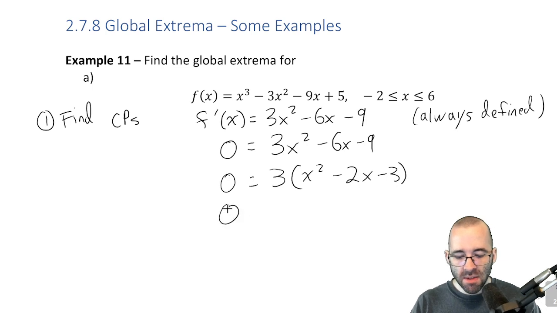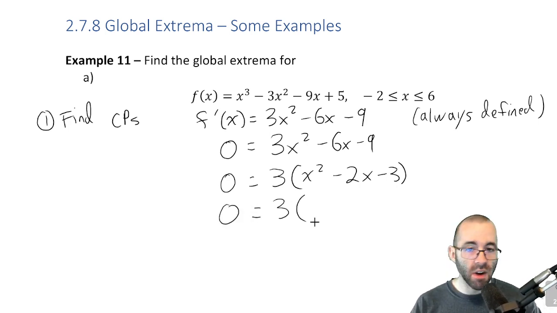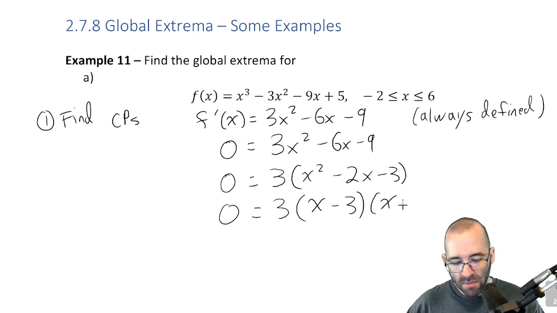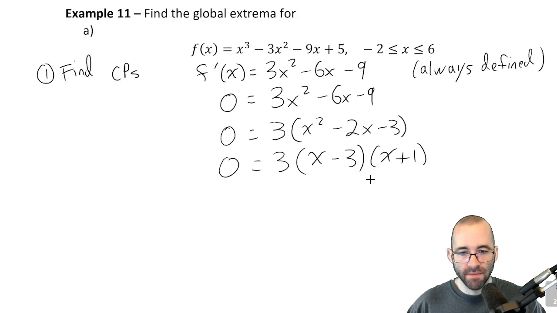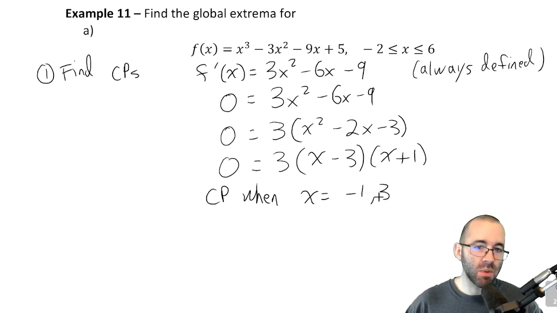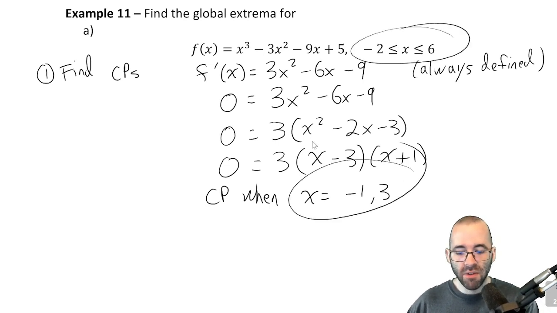And now we need two numbers that multiply to negative 3 that add to negative 2. We'll get x minus 3 and x plus 1. So we're going to have a critical point when x is equal to negative 1 and when x is equal to positive 3. Both of which are in our domain. That's very important.